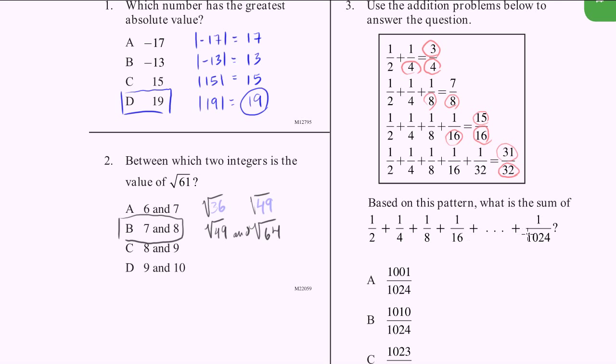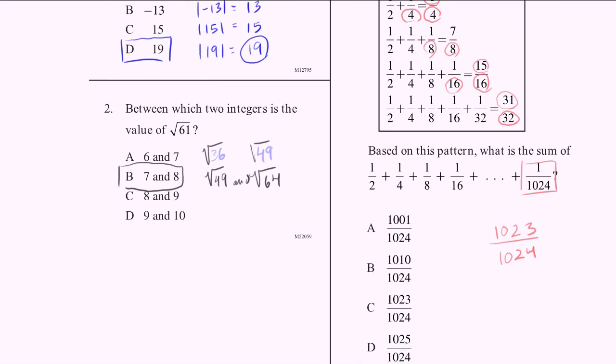So based on this pattern, if I were to go all the way to 1 over 1024, my denominator is going to be 1024. And my numerator is going to be 1 less than 1024. So it's going to be 1023. And that is choice C right there.